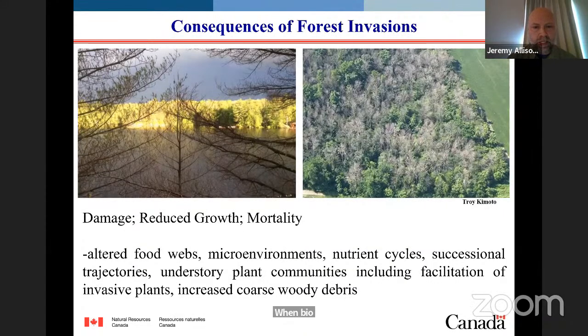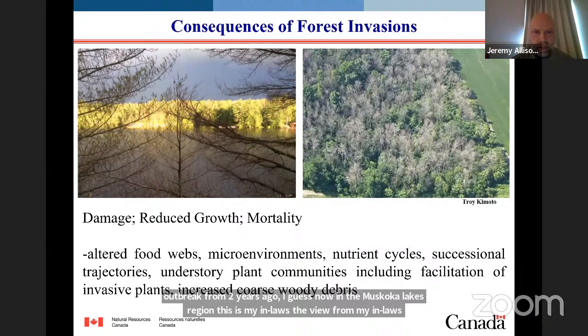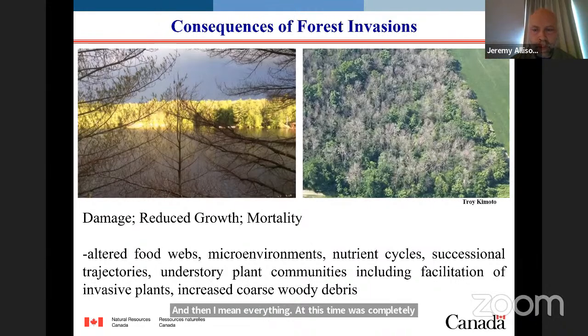So the image on the left is a spongy moth outbreak from 2 years ago, I guess now, in the Muskoka Lakes region. This is the view from my in-laws' deck on their cottage. And what you can see here is that everything, and I mean everything at this time, was completely defoliated. And the image on the right is borrowed without asking him from Troy Komodo. It shows some ash mortality in a woodlot in southern Ontario.